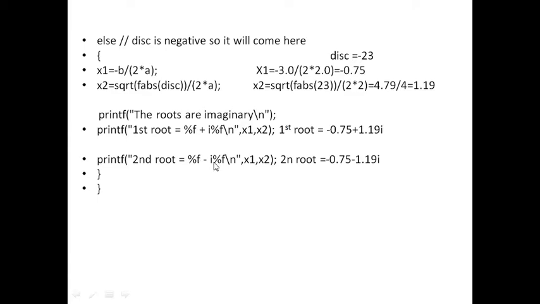And now the second one is the second root. %f minus I. So same thing, minus 0.75 minus 1.19 I. So this I is placed here. So this is displayed on the screen.